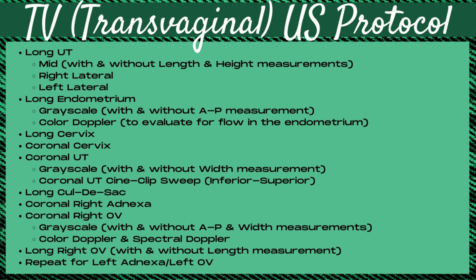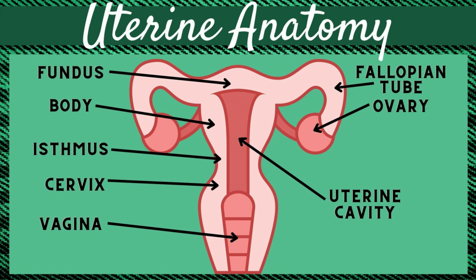Start with a coronal right ovary and do a grayscale image with and without AP and width measurements, and then color Doppler and spectral Doppler images of that coronal right ovary. And then move on to the long or sagittal right ovary. And you want to document this with and without a length measurement. And then repeat this for the left adnexa and also the left ovary. Let's do a little uterine anatomy review.